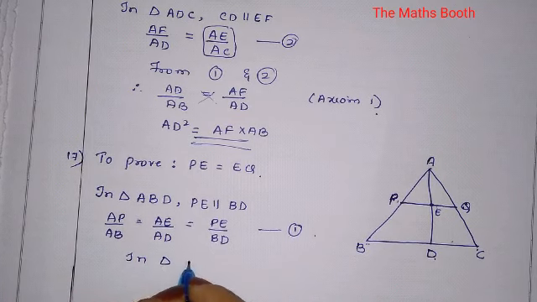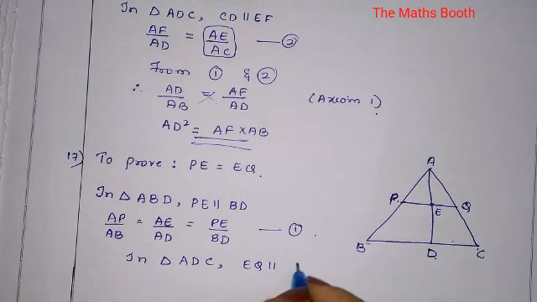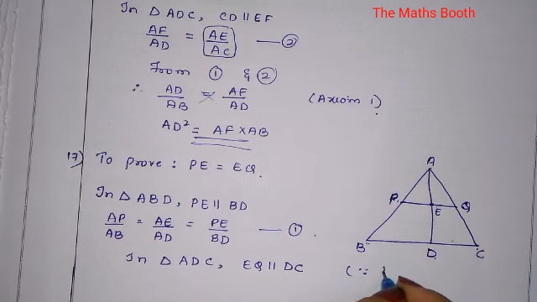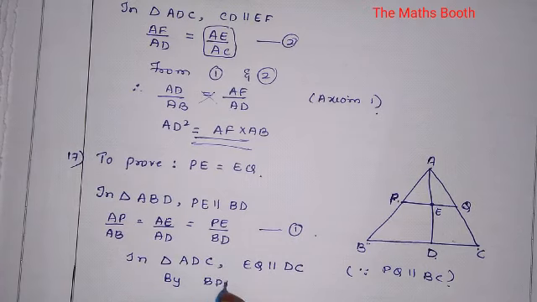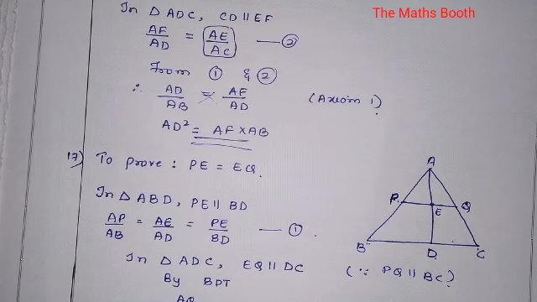Now let us take this side triangle. In triangle ADC, EQ parallel to DC. Why? Because, if you want you can write, because PQ parallel to BC. Now by BPT or by Thales theorem, on this side we can take AQ by AC is equal to AE by AD, which is equal to EQ by DC.